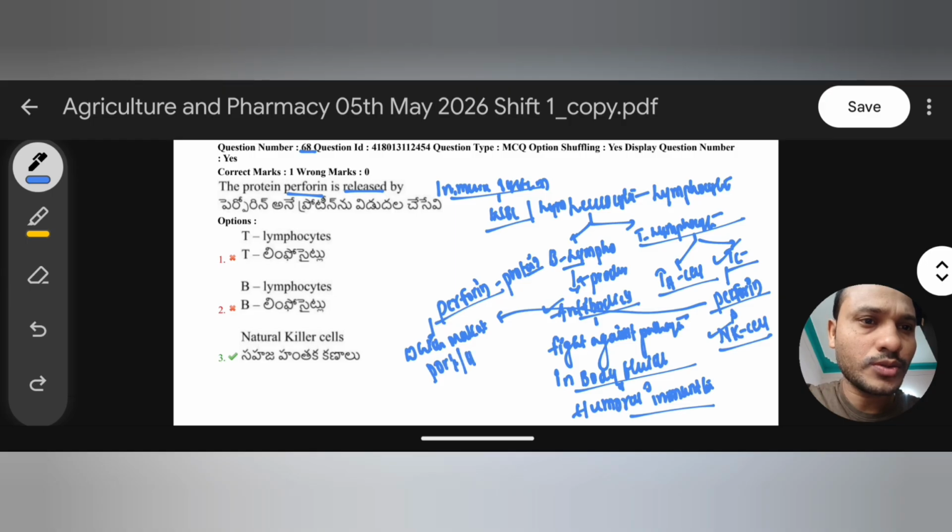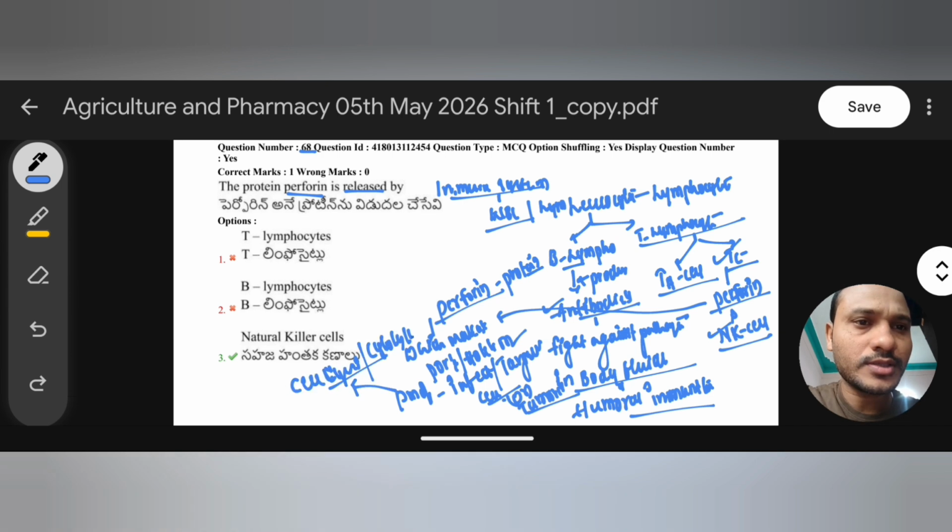Pores are holes on the plasma membrane of virus-infected cells, target cells, or tumor cells. It makes pores or holes on the plasma membrane of infected, targeted or tumor cells, so they cause cell lysis. That is called cytolysis, meaning cell death.